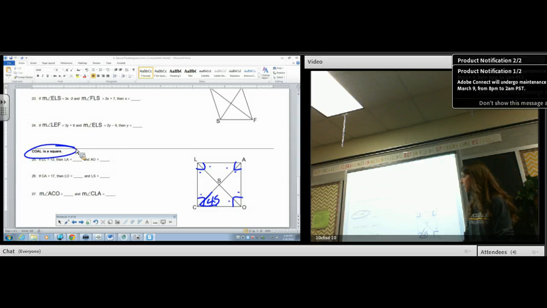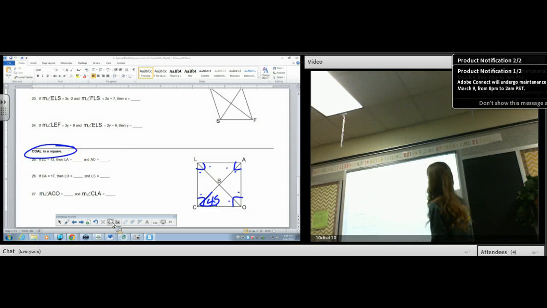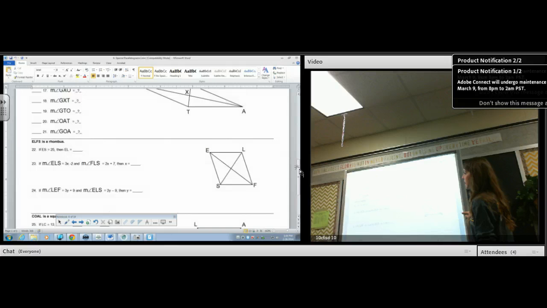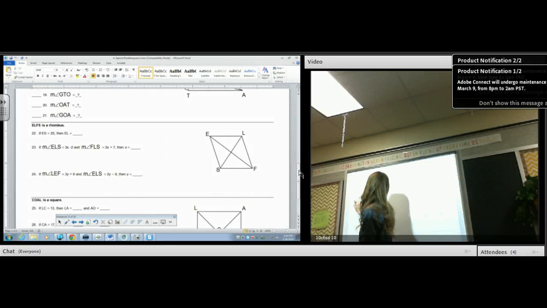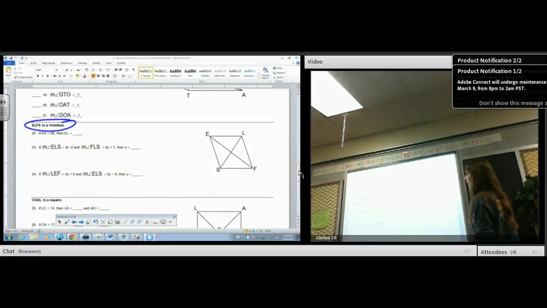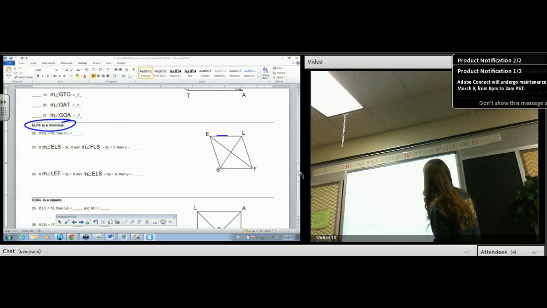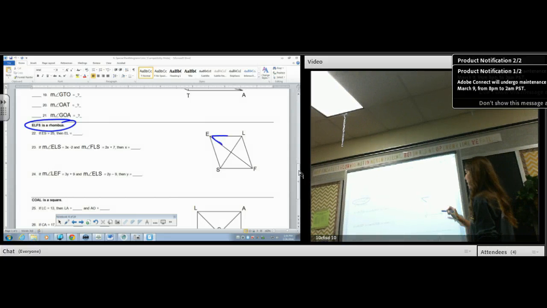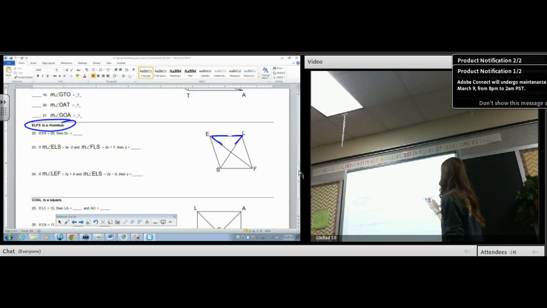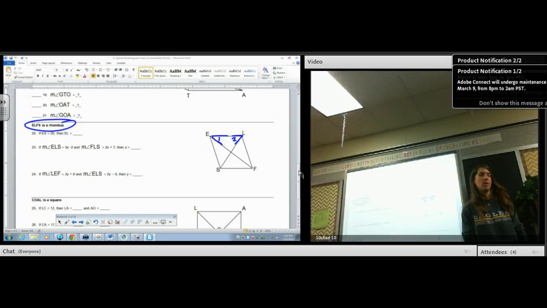Okay, give me another problem. 24. 24? What about 30? Yeah. What shape is it this time? Oh, it's a rhombus. So we need to make sure we understand it's a rhombus. Measure of LEF, so they give us this angle, and ELS, and they give us this angle. Angle 1 and angle 2. That's what I'm going to call them.